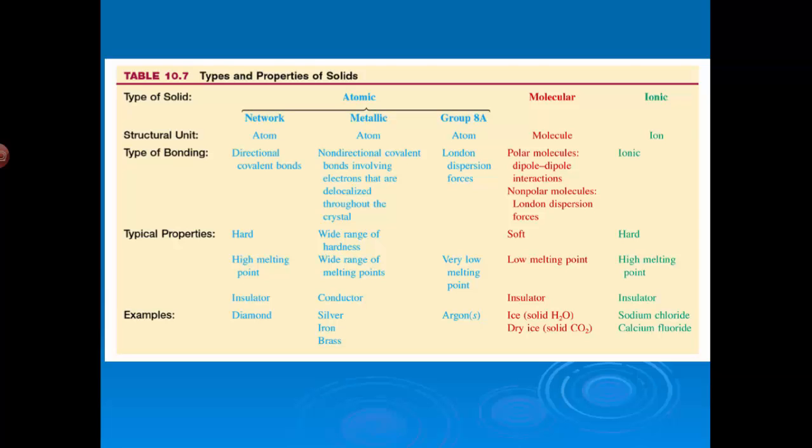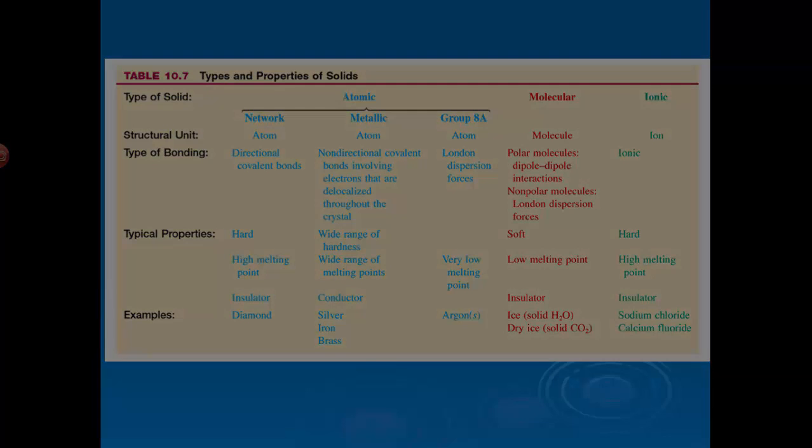This is a table 10.7 from your text, that shows some properties of solids, different types. It's a good one to look at to kind of summarize what's in this lecture. So take a look at it, make sure you've taken good notes, and we'll learn some more about the behavior of solids in future lectures.